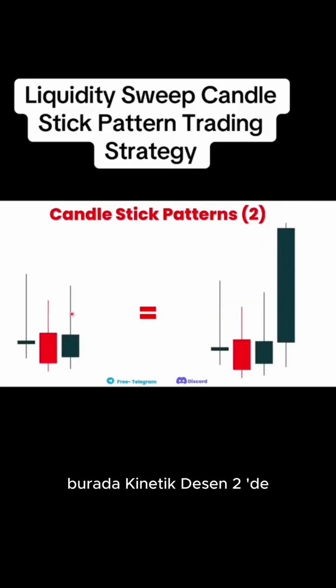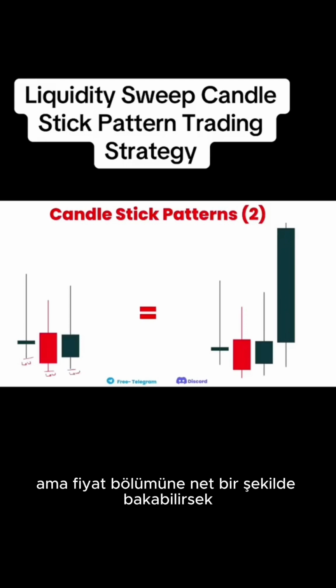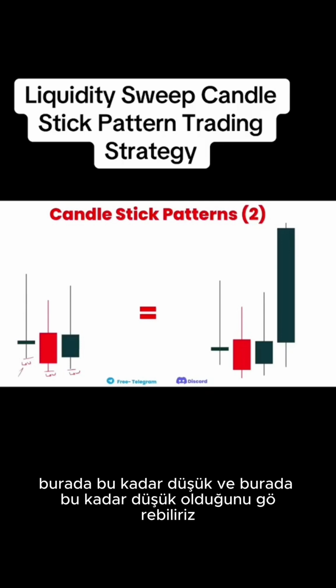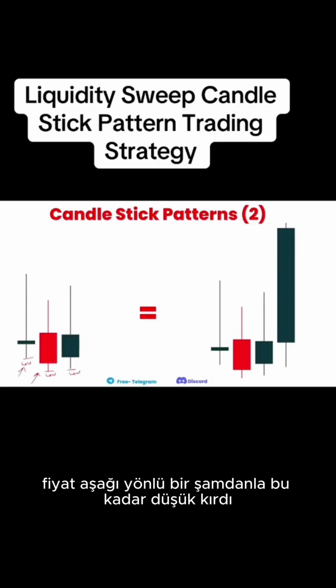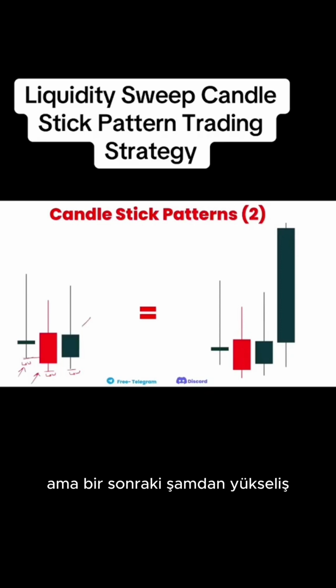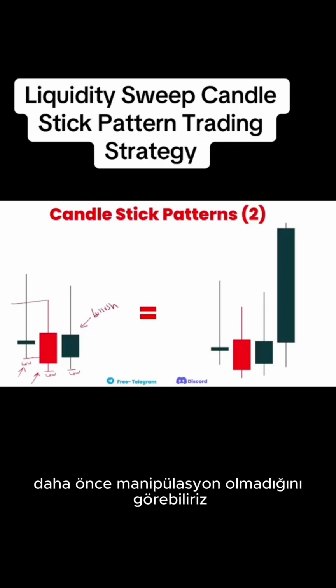Here on candlestick pattern 2, we can see that we have a bearish candlestick and then a bullish candlestick. Here we can see that we have a low, and then we have a low here. But if we look clearly at the price action, we can see that price broke this low with a bearish candlestick, but this next candlestick is bullish.